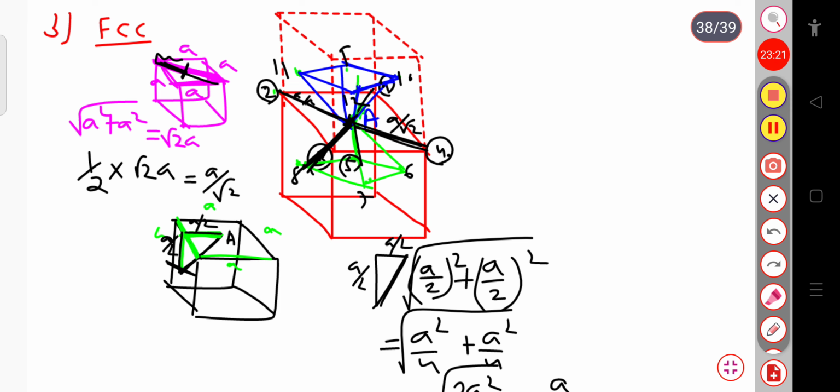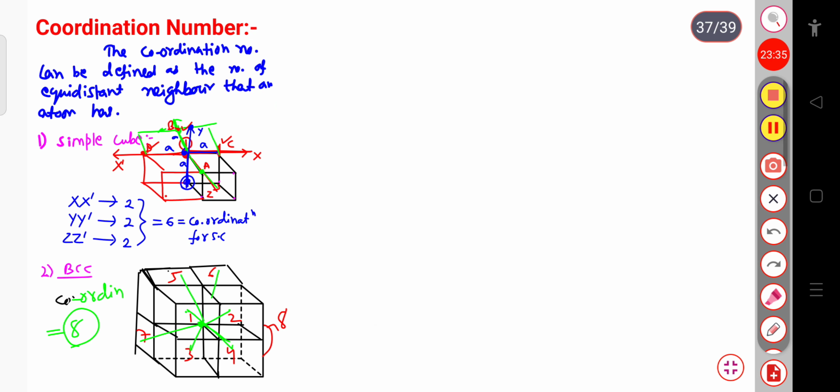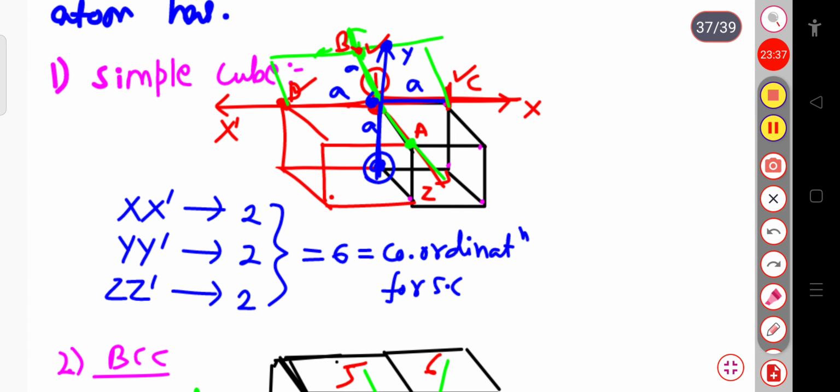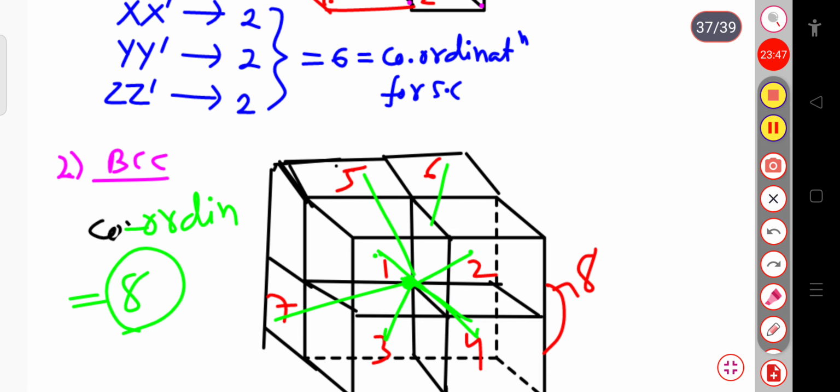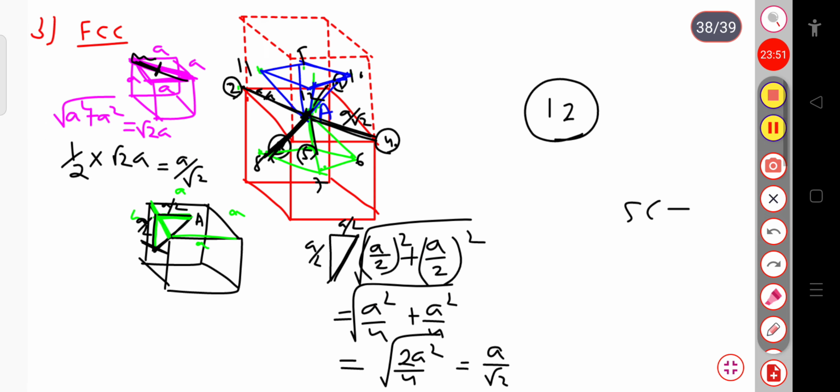So finally, we have calculated that for the FCC structure the coordination number is 12. For the simple cubic, along the axes, the total is 6, so the coordination number is 6. The coordination number is nothing but the number of nearest neighbors. And for the BCC structure, it is 8. And for the FCC structure, the coordination number is 12. So this is all for today. Thank you.